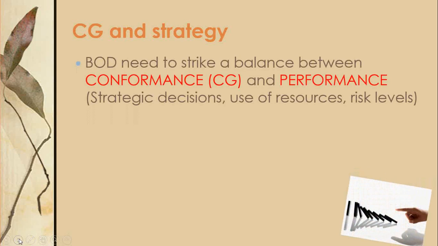Strategy. Every board will have to strike a balance between performance and conformance. Conformance is corporate governance: you want to do things in the right way all the time. But you have to balance it with performance. If you are very conservative and take no risk, you are not going to be in business. So you have to balance conformance and performance, and we realized that is basically what risk management is.